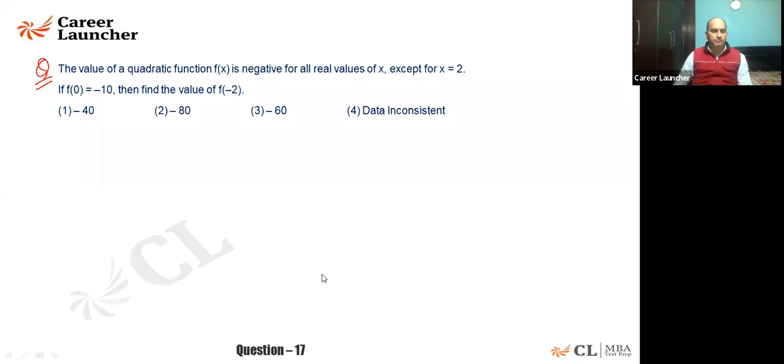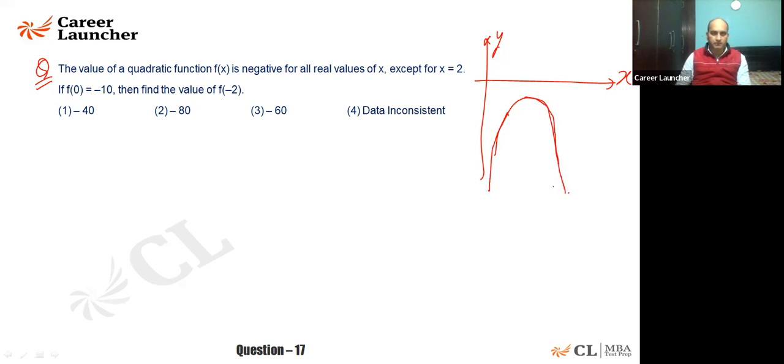Okay, here I go. Okay, Sambhav, your answer matches with Siddhant's answer. The value of the quadratic function f(x) is negative for all values. What does that mean? The parabola is like this. This is the x-axis, this is the y-axis. I'm just showing you something. Whatever the value of x, y will always be negative. But it is saying except one value at x is equal to 2.